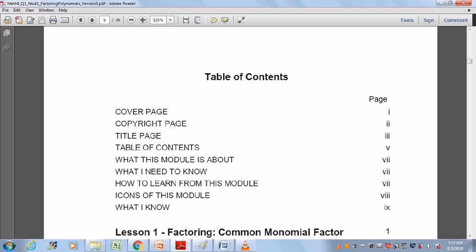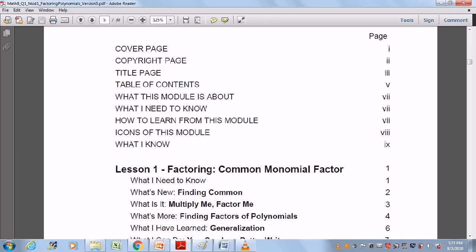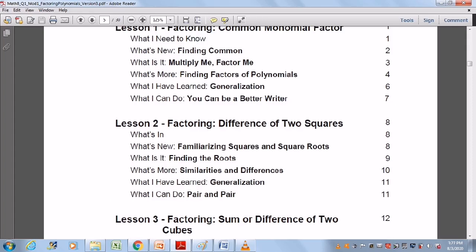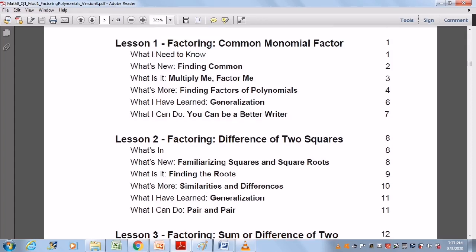Meron din siyang icons. What I know is very important because students will be guided. Most especially kapag nahihirapan silang mag-aral mag-isa with the help of their parents, guardians, or housemates. Itong pages, Roman numbers 1 to 9, ay makakatulong to guide the parents, para maturuan nila yung kanilang anak kung paano sasagutan yung module. And then, ito ay lesson 1 to 3 kasi yung lesson 4 and 5 as what I've told you ay nasa module 2 kasi mahaba yung factoring polynomials.